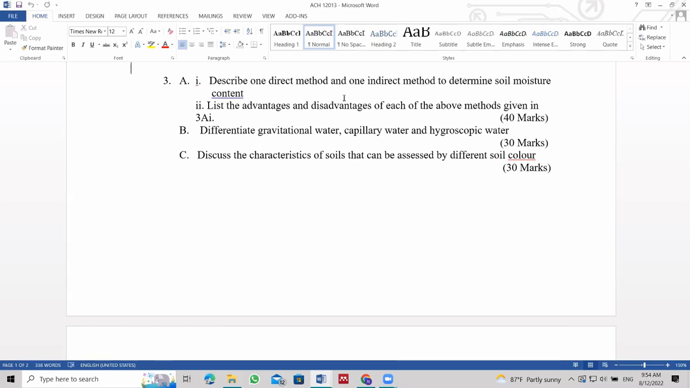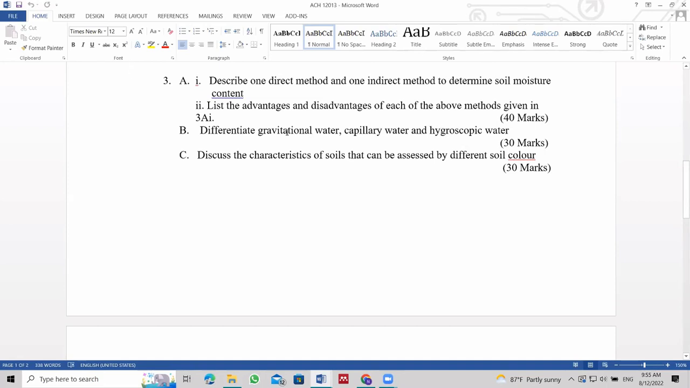Okay. Then list the advantages and disadvantages of each of the above methods. So whatever method you give, you have to tell the advantages and disadvantages of those methods. Then differentiate gravitational water, capillary water, and hygroscopic water.